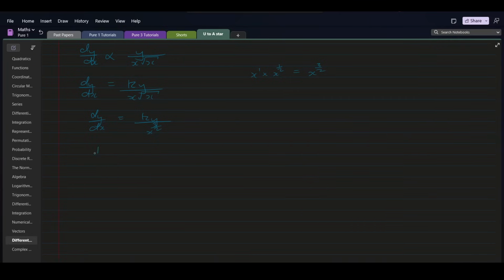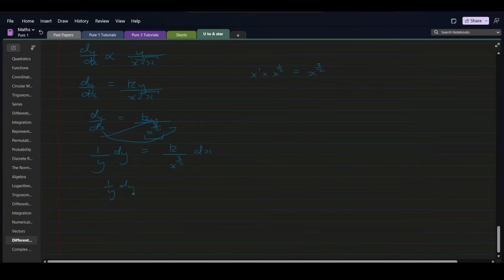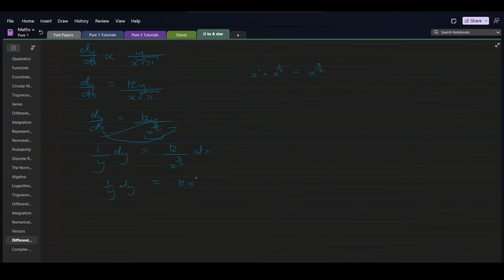So this would become 1 over, or moving our y to the left hand side, so that's 1 over y, and there's the dy there. And then this should be equal to our k over x to the 3 over 2. And if we move this dx to that side, with respect to x. Okay, and so this is 1 over y dy, and then we're going to write our right hand side as k x to the negative 3 over 2 dx.